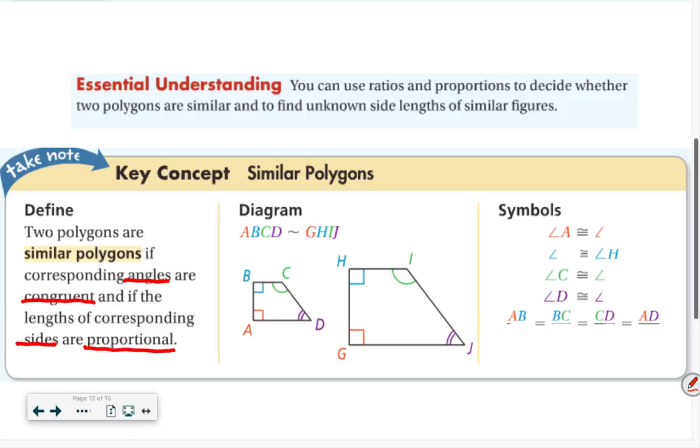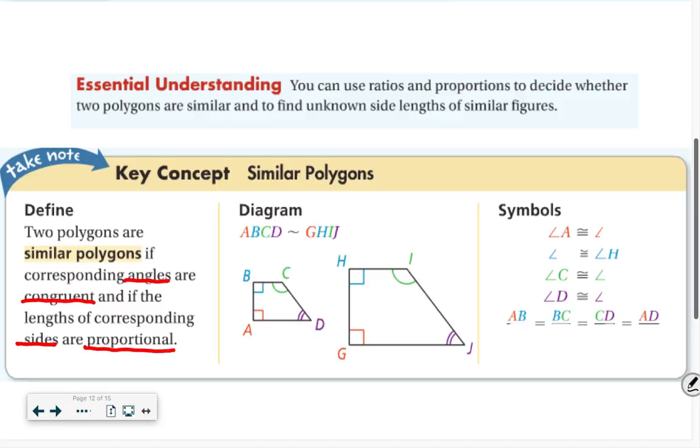Now, when we have congruent triangles, our angles and sides had to both be congruent. Well, now our angles have to be congruent, but our sides only have to be proportional. Okay, so they don't have to be the same, they just have to be proportional. Okay?